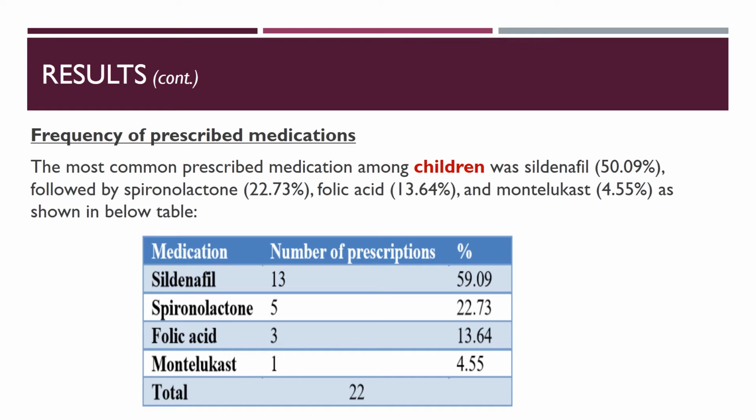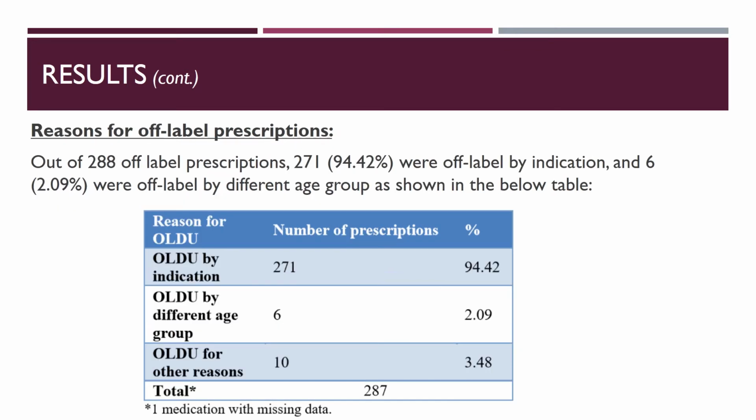As for the children, sildenafil, spironolactone, folic acid, and Singulair were the most commonly used medications off-label in the children in our study. Off-label medication by indication was 271, then different age group only 6, and other reasons like 10 patients.